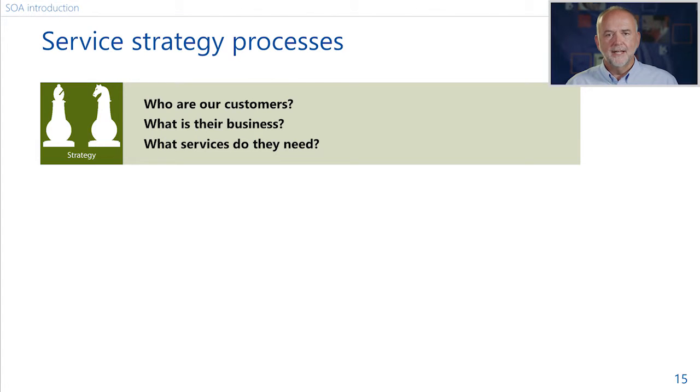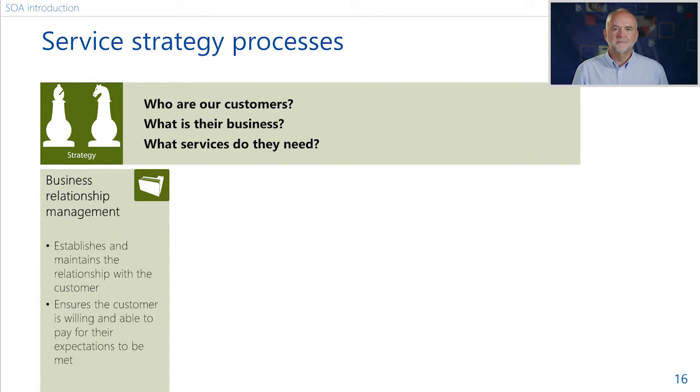Now, to help us do that, there are a number of processes within service strategy. First one up is business relationship management. Business relationship management is all about liaising with the business at a strategic level on the direction and the ideas that the business want to move forward in, and how we as a service provider can help them deliver that. As it says there, it's about establishing and maintaining a relationship with key customers, key stakeholders, and also understanding that the customer is prepared to pay for the services that we're about to create and deliver.